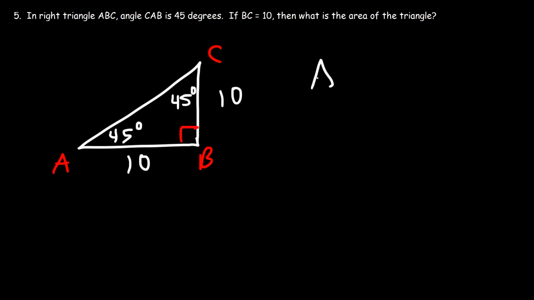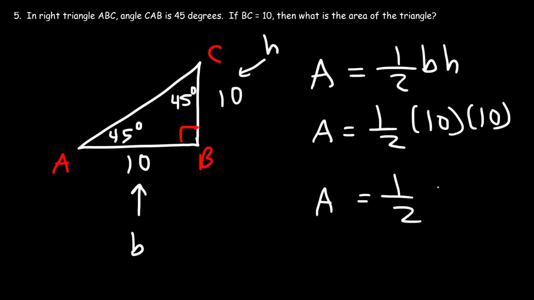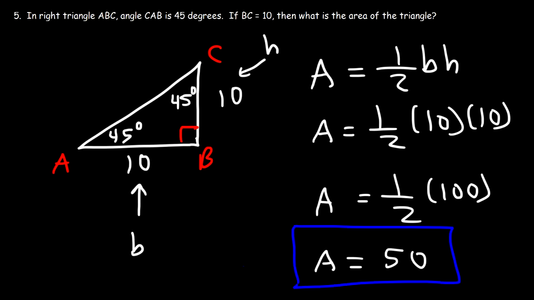To find the area of the right triangle, we need to use this formula. It's 1/2 base times height. So the base is 10 and the height is also 10. So the area is going to be 1/2 times 10 times 10. Now 10 times 10 is 100. And 1/2 of 100, or 100 divided by 2, is 50. So the area of this right triangle is 50 square units. And so this is the answer.